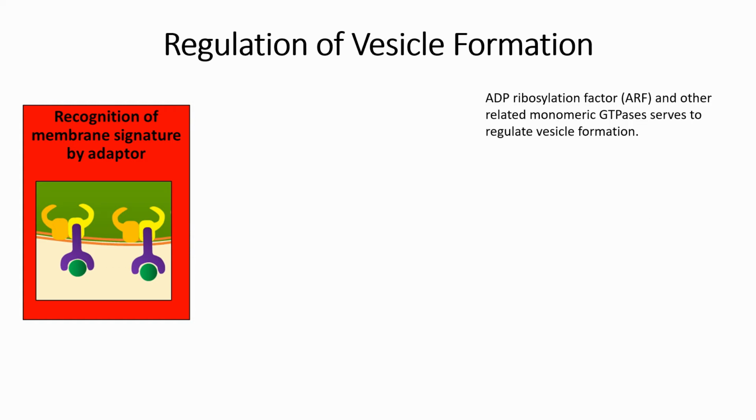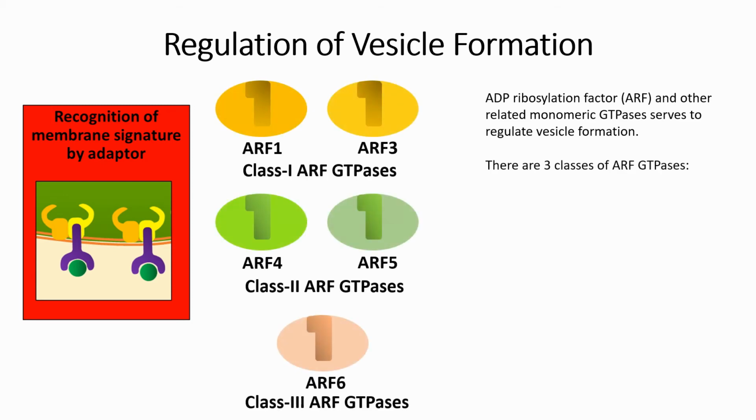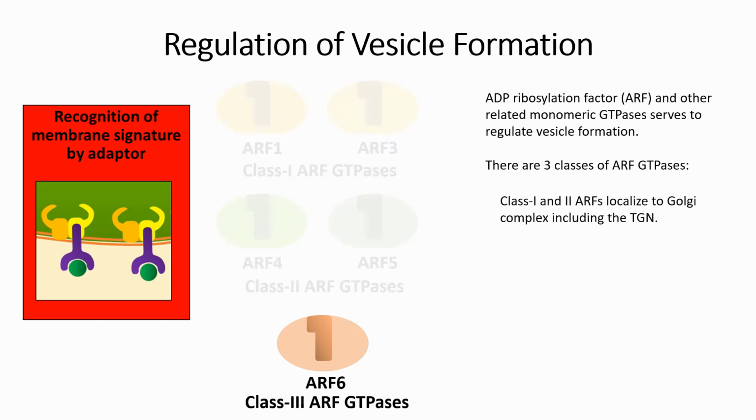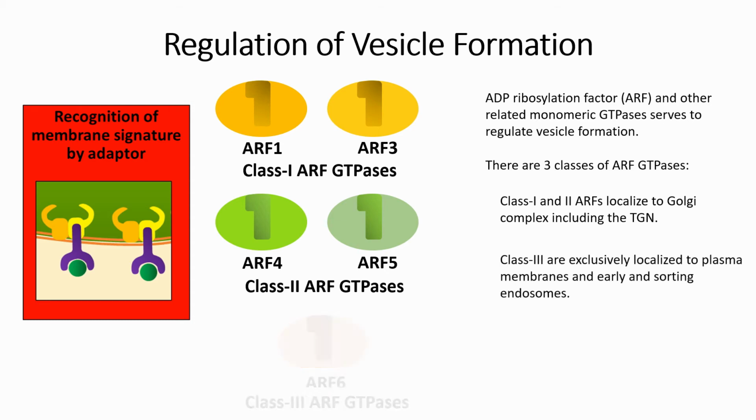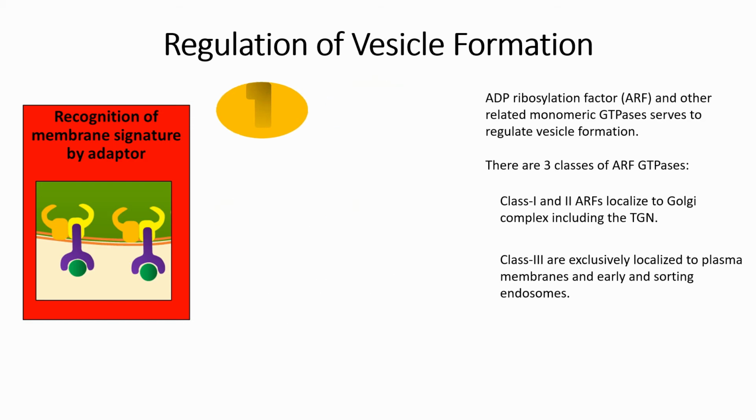ADP ribosylation factors ARF and other related monomeric GTPases serve to regulate vesicle formation. There are 3 classes of ARF GTPases. Class 1 and 2 ARFs localize to the Golgi complex, including the trans-Golgi network. Class 3 are exclusively localized to plasma membranes and early and sorting endosomes. ARFs have an amphiphilic alpha helix.